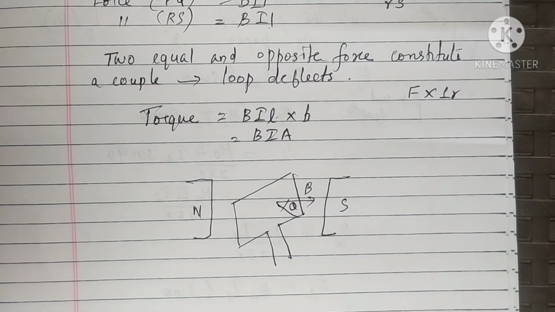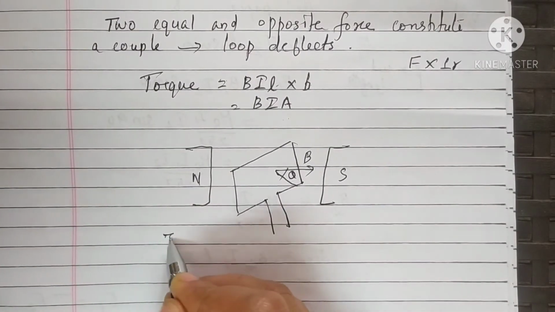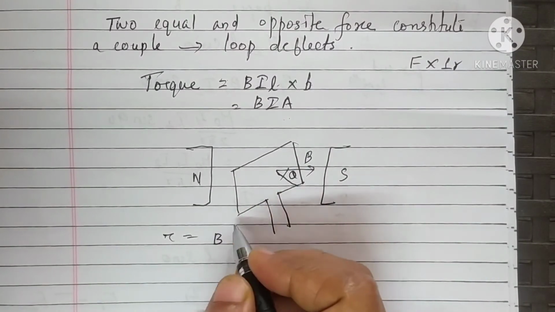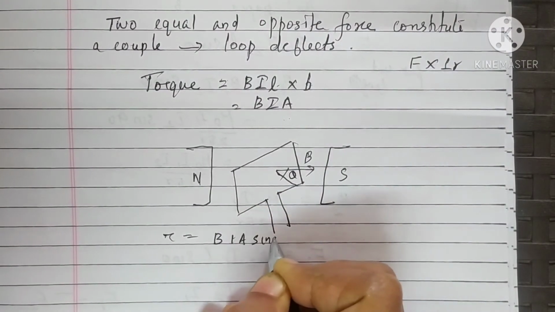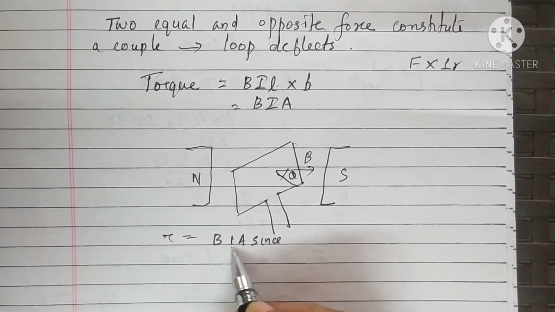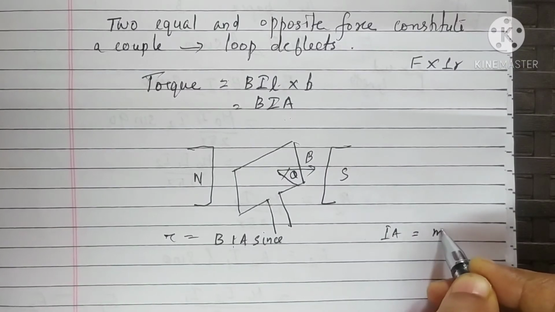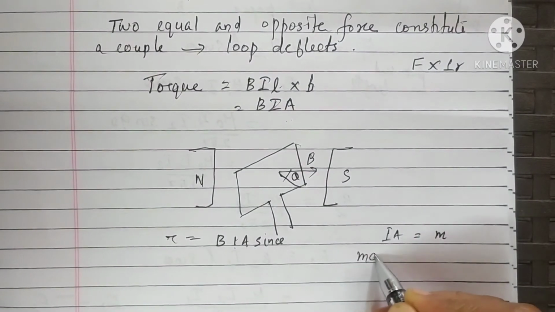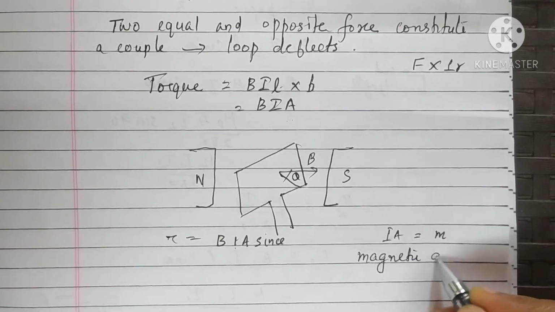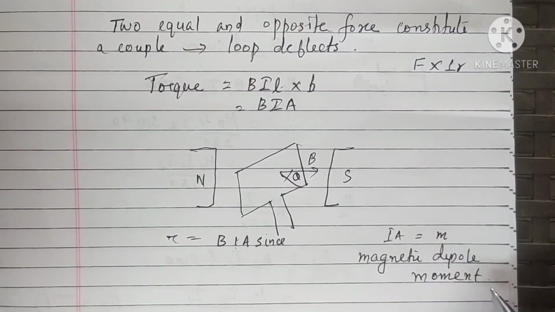That means we have to include the theta component also. Okay, so what will happen? In such a condition, the torque is given as BIA sin theta. Or you can write this I into A. I into A means it is M, which is the magnetic dipole moment. You will study it later. Magnetic dipole moment of the current loop.